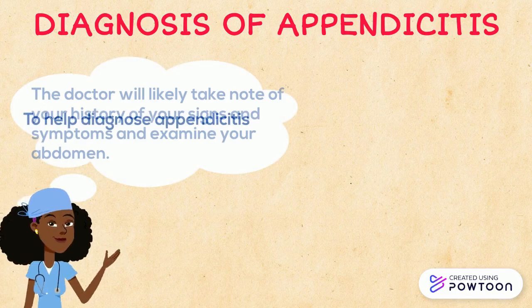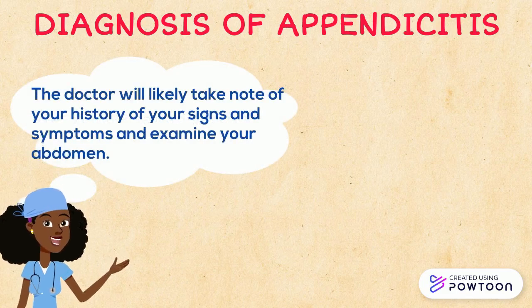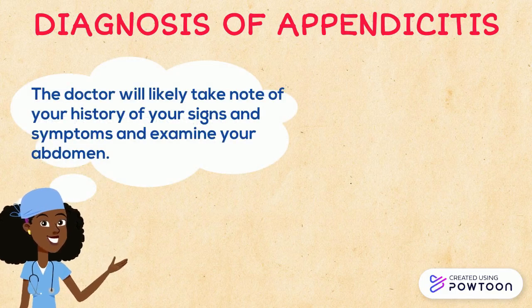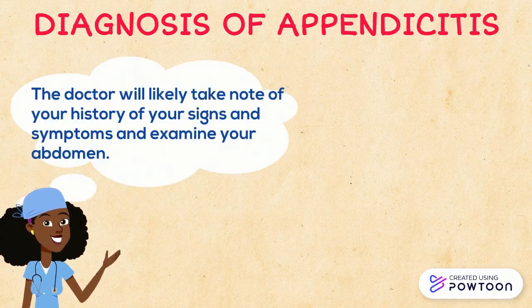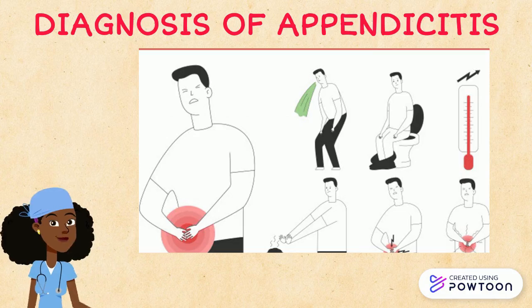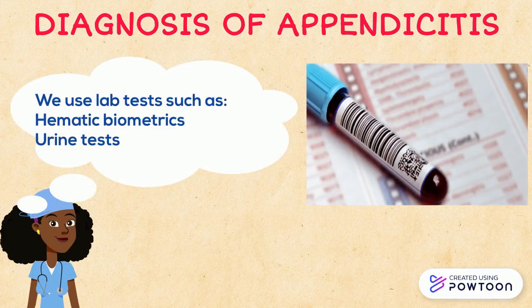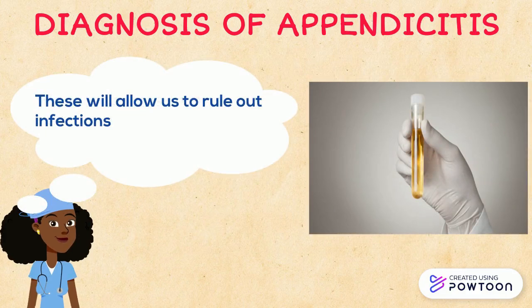Diagnosis of appendicitis. To help diagnose appendicitis, the doctor will likely take note of your history of signs and symptoms and examine your abdomen. We use lab tests such as a complete blood count and urine tests. These will allow us to rule out infections.